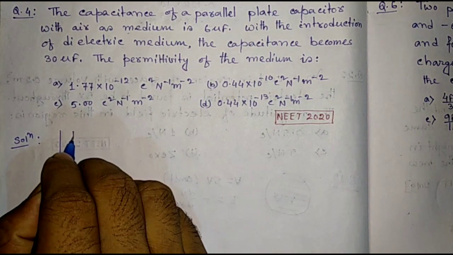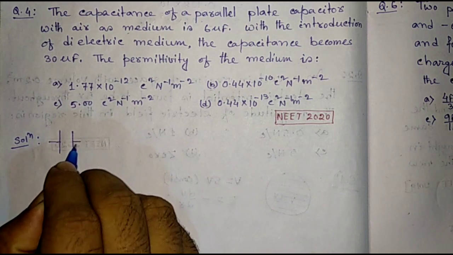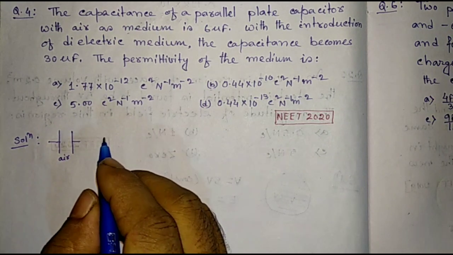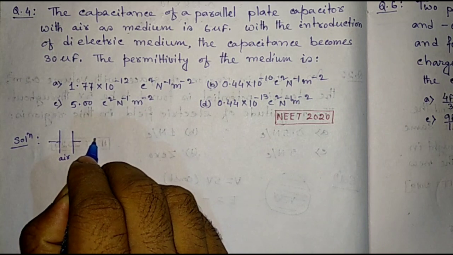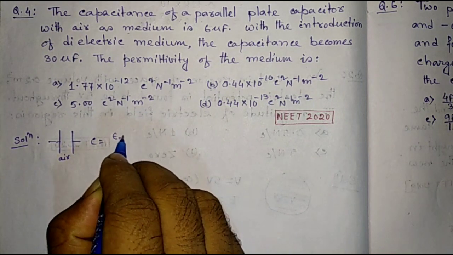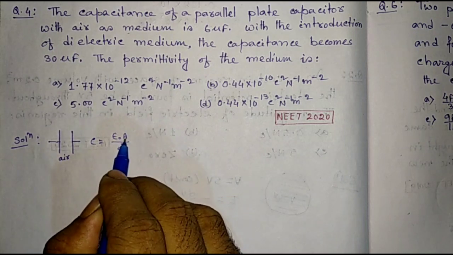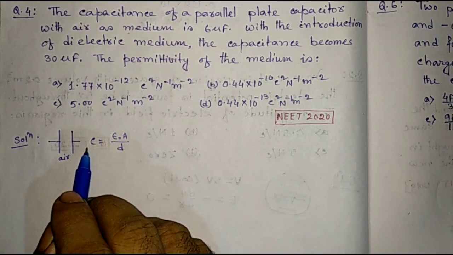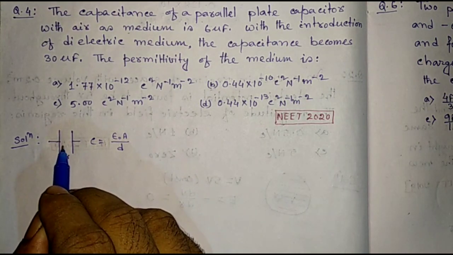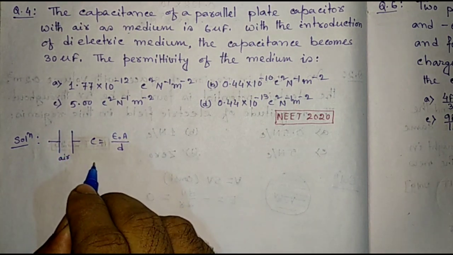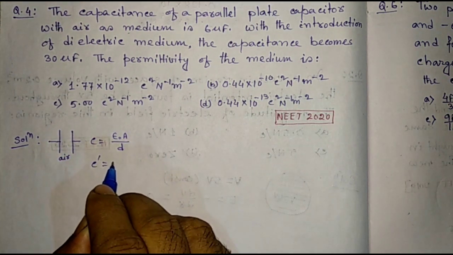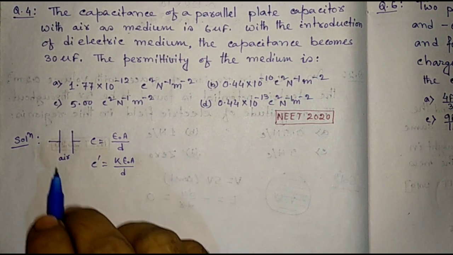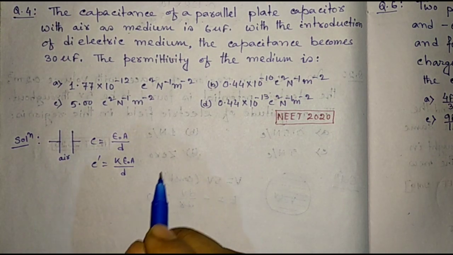we know when the parallel plate capacitor is without dielectric, that means inside air is filled, then C is equals to epsilon naught A by D. A is the area of the plate, D is the separation between the two parallel plates. And when the dielectric is completely filled inside the two parallel plates, then the capacitance becomes K epsilon naught A by D, where K is the dielectric constant of the medium.